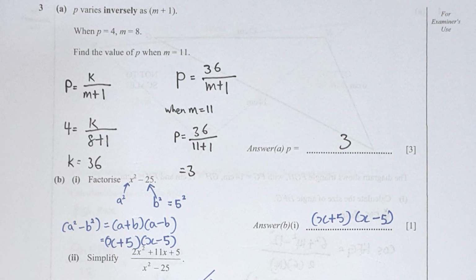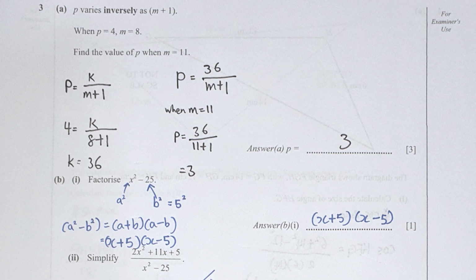In section 3a, the keyword here is inversely. Hence, you will have a formula that goes P equals K over M plus 1. By substituting 4 and 8 into the respective positions, you will identify your K as 36, and this K here is actually your scale factor. So now you have a new equation, P equals 36 over M plus 1. So when your M is 11, you'll be able to calculate your final result of P as 3.